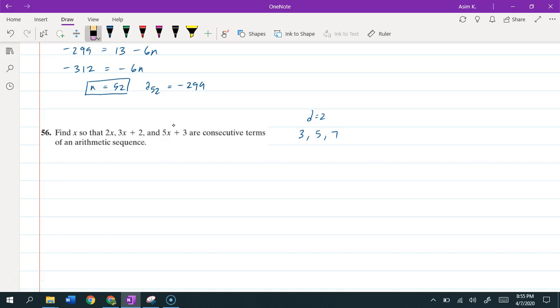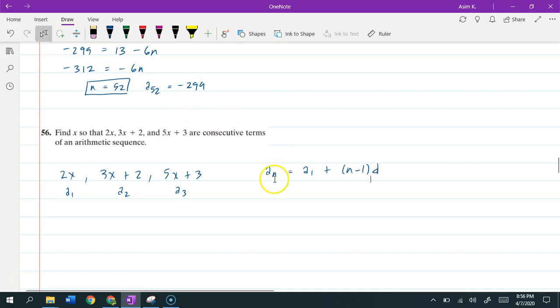So let's go ahead and set this up. What I'm going to do is write down 2x, comma, 3x plus 2, and then comma, 5x plus 3. Okay, now what do I have here? I have my first term, I have my second term, and I have my third term. What do you need to set up an nth term formula? Once again, you need the first term, and you need the common difference, right?